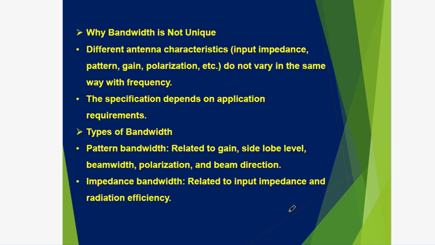Then we have two types of bandwidths: pattern bandwidth and impedance bandwidth. Pattern bandwidth is the bandwidth related to gain, side lobe level, beam width, polarization and beam direction. So with respect to all these characteristics, if you define a certain range of frequency within which all these values are acceptable with respect to the center frequency, then that bandwidth is called pattern bandwidth.